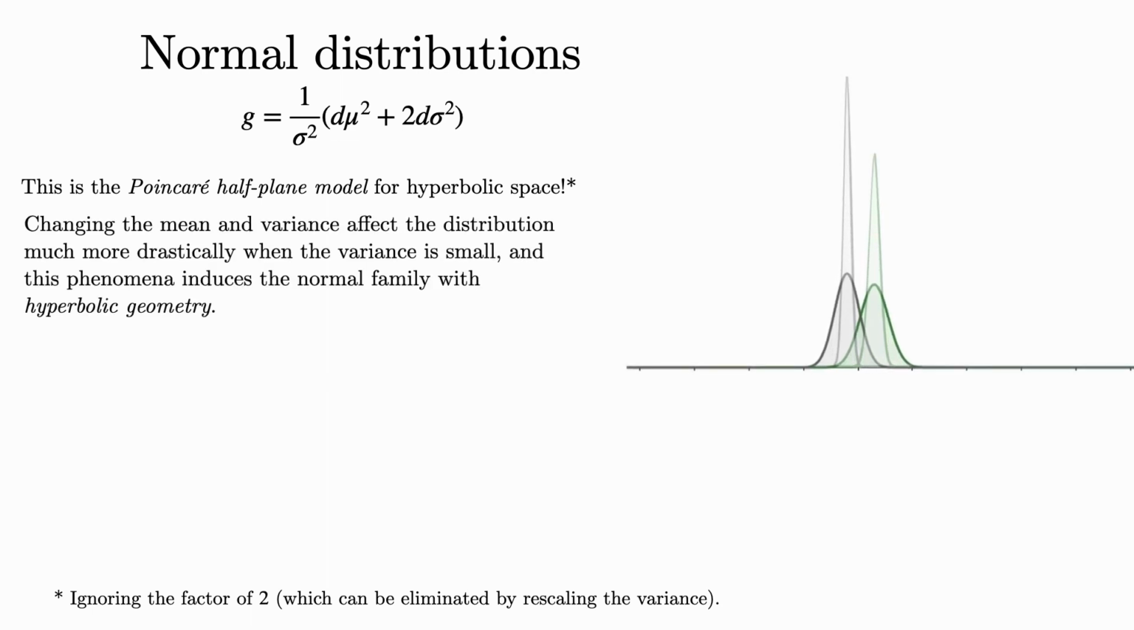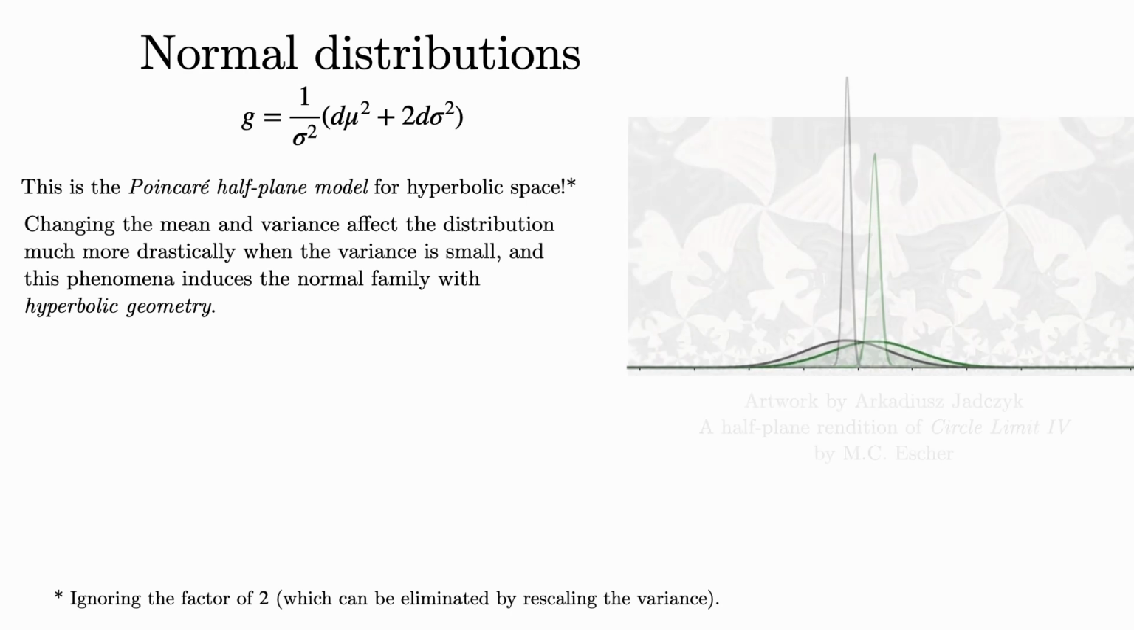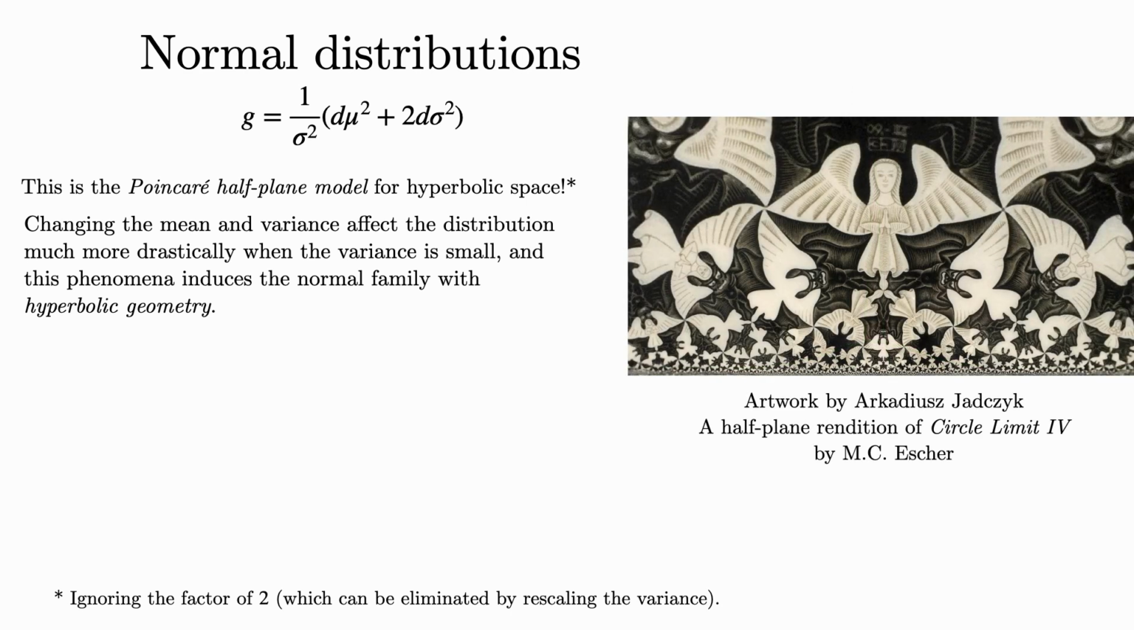Intuitively, changing the mean and the variance affect the distribution much more drastically when the variance is small. And this phenomenon endows the normal family with hyperbolic geometry. There's so much more that can be said about normal distributions, and their geometry has connections to analytic number theory and even the Ricci flow. All of this can be found in the paper I mentioned at the beginning of the talk. In any case, the normal family has hyperbolic geometry. Let's find some other exponential families with hyperbolic geometry.